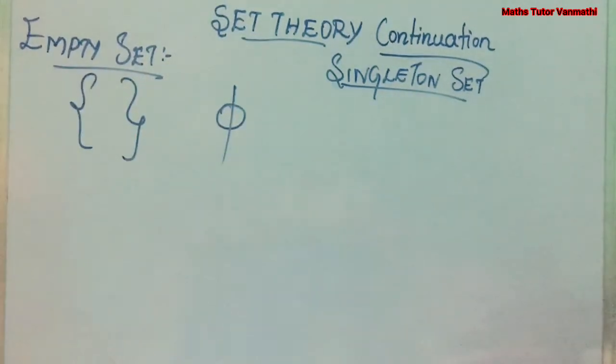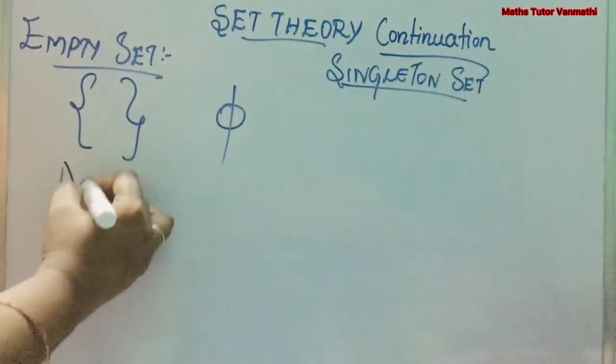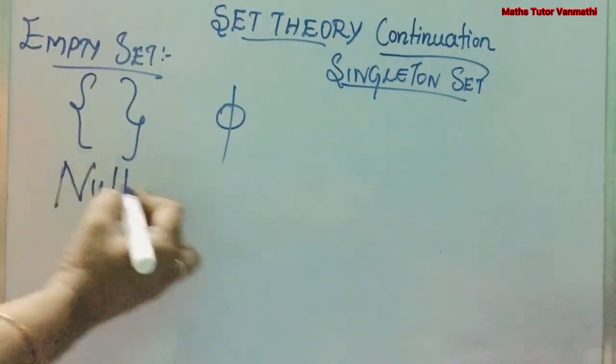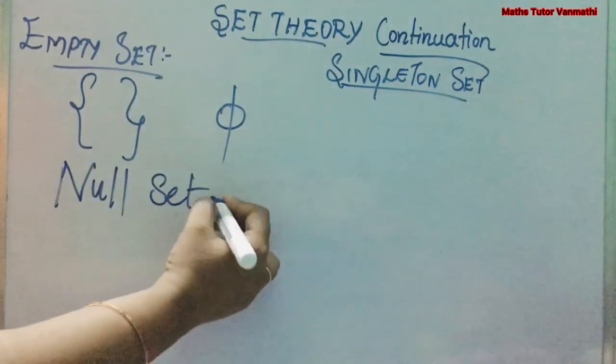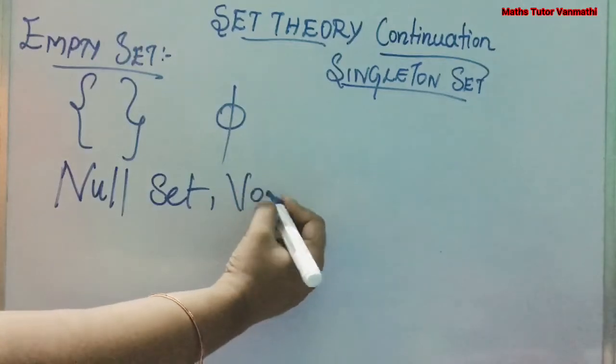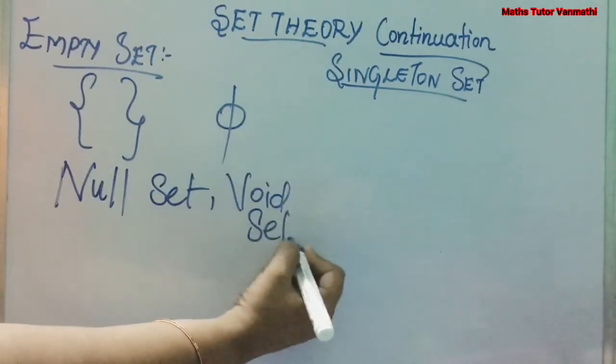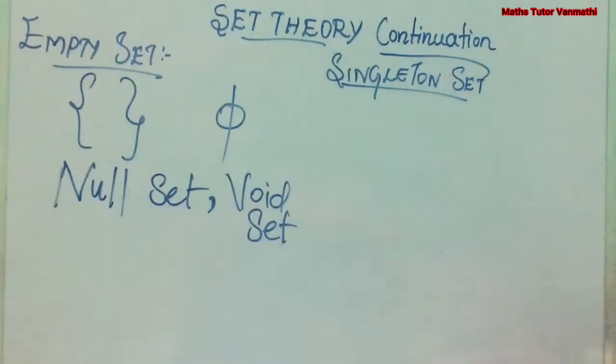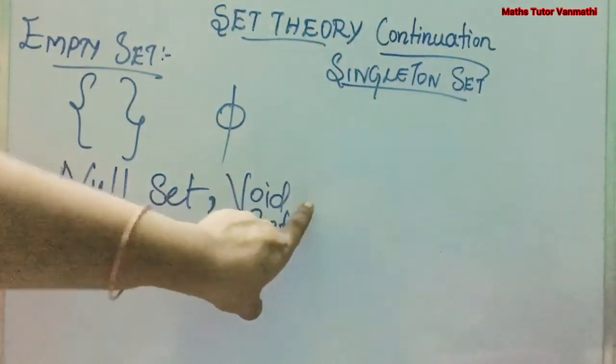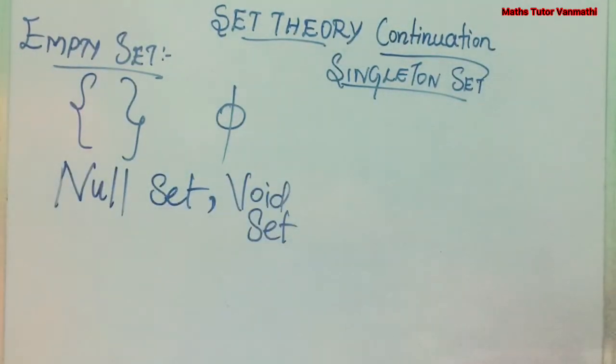These two are called empty sets, and the other names for the empty set are null set, and also void set. Empty, null, void: all three have the same meaning. It denotes this or else this. Next we can see the singleton set.